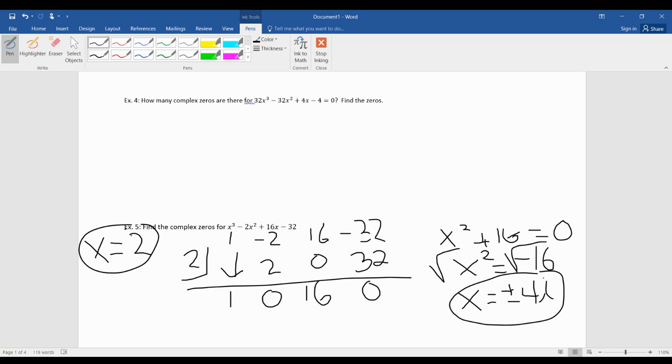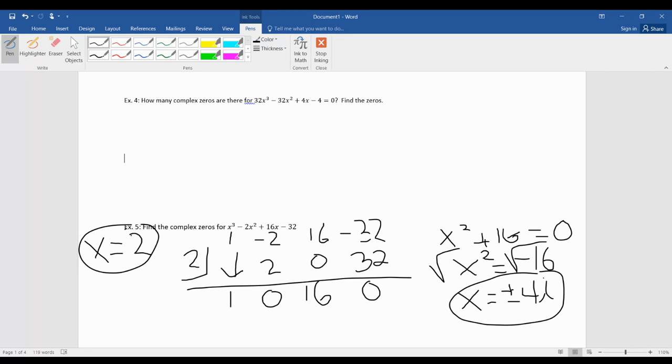So let's try it again. Looking at example 4, what's the first step? You should be thinking, oh, I need to plug it into my calculator. So go ahead and in your calculator, plug in the 32x to the third power minus the 32x squared plus the 4x minus 4. Make sure you typed it in exactly, because if you have it wrong, you're not going to find the right zero.